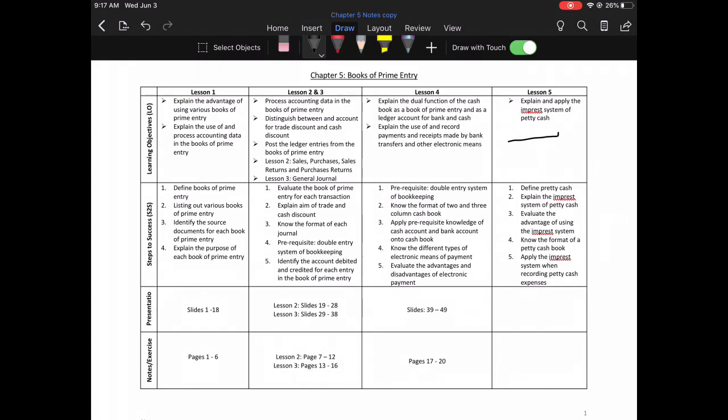So for today's lesson, we are going to continue where we left off with chapter 5. This is the last lesson for chapter 5, which is books of prime entry. So today will be all about the petty cash book.